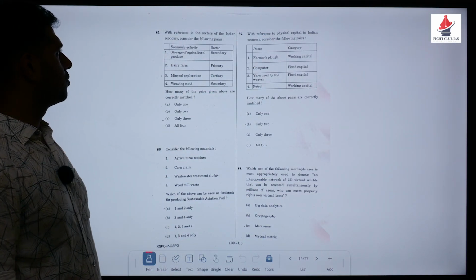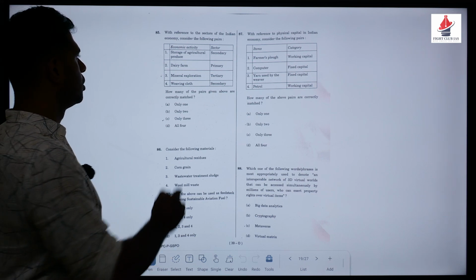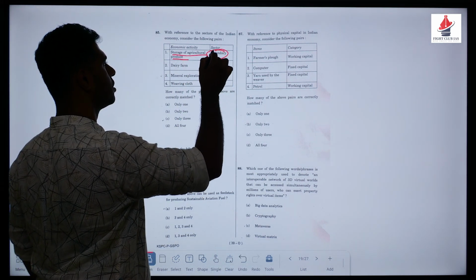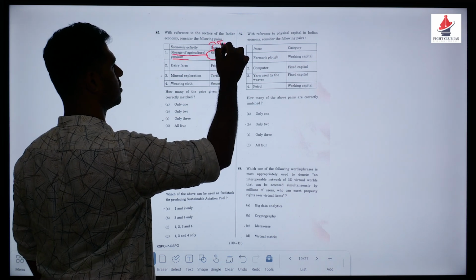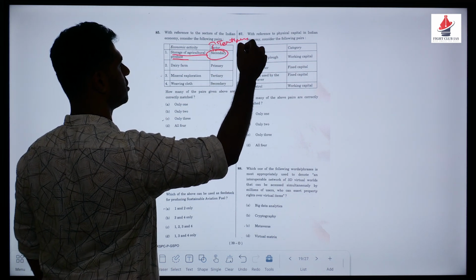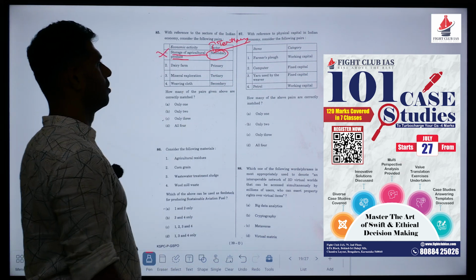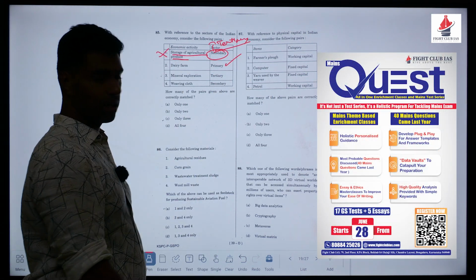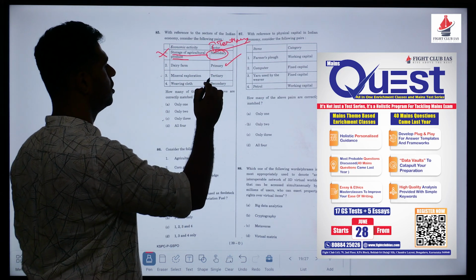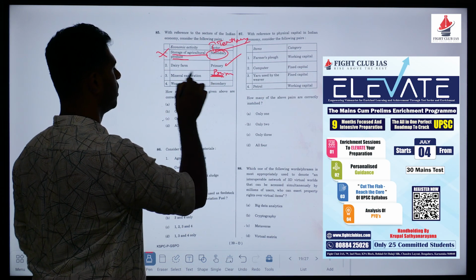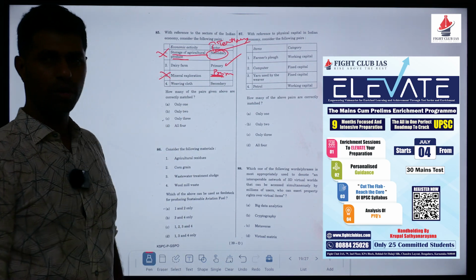With reference to the sectors of the Indian economy, consider the following place. Storage of agricultural produce. It does not come in the secondary sector. It comes in the tertiary sector because this is a service. This is considered as a service. It comes in the tertiary sector. 1 is wrong. Dairy farm, primary sector. It is correct. Mineral exploration. It's not tertiary. It comes in primary. Right? Mineral exploration is wrong because it's a primary sector.